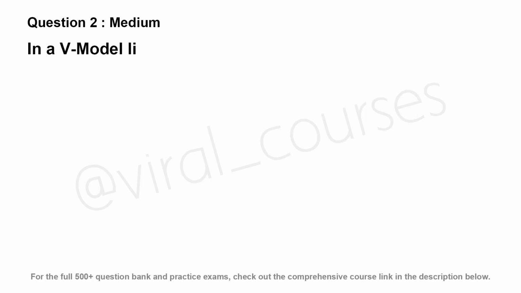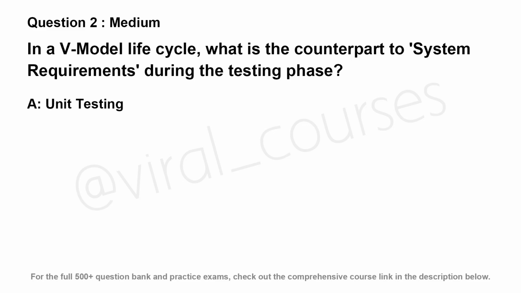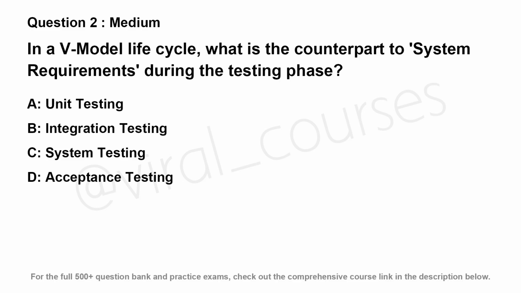In a V-model lifecycle, what is the counterpart to system requirements during the testing phase? Option A. Unit testing. Option B. Integration testing. Option C. System testing. Option D. Acceptance testing.